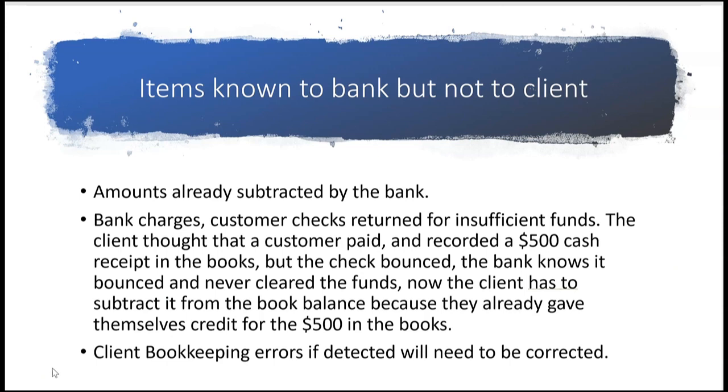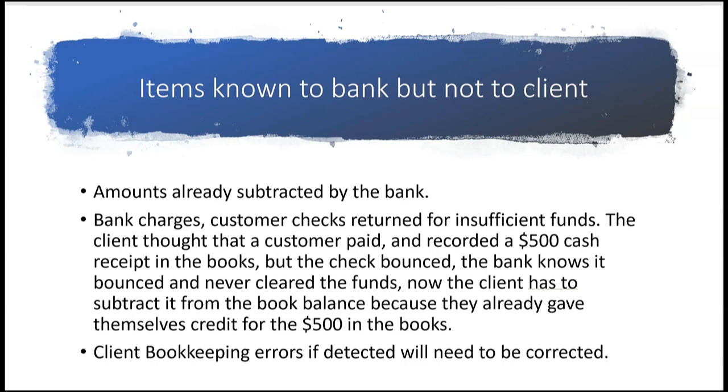So these are items known to the bank but not to the client. We just looked at amounts already added by the bank. Now let's look at amounts already subtracted by the bank. And the number one is bank charges. Bank charges are typical. If you have a checking account, a business account, there's probably going to be a bank charge every month in the statement. The bank already knows about that. But in your books, you've got to subtract the bank charges when you get the statement.